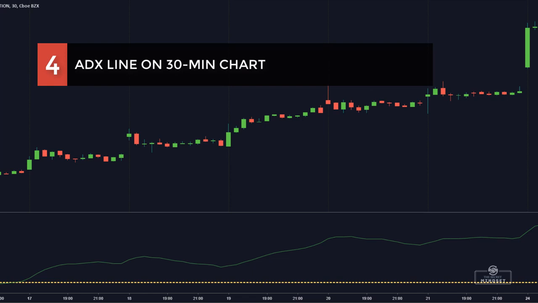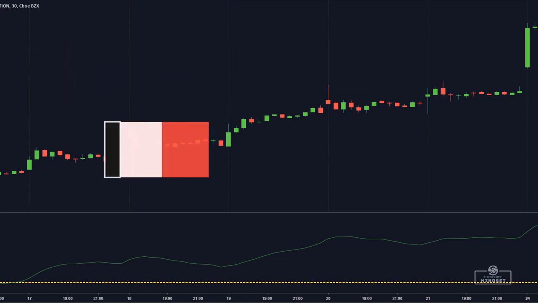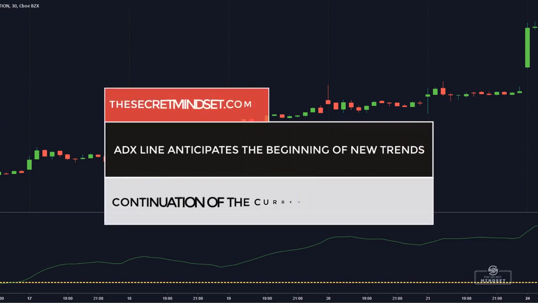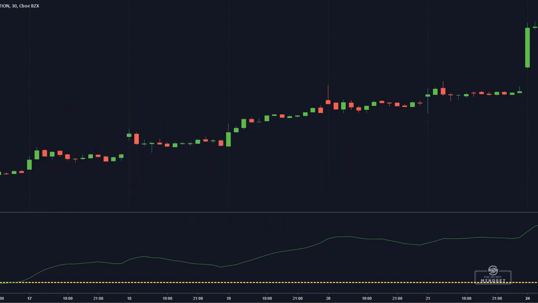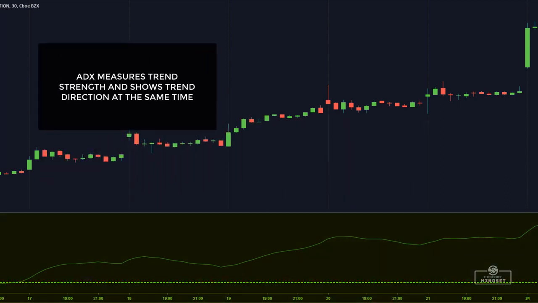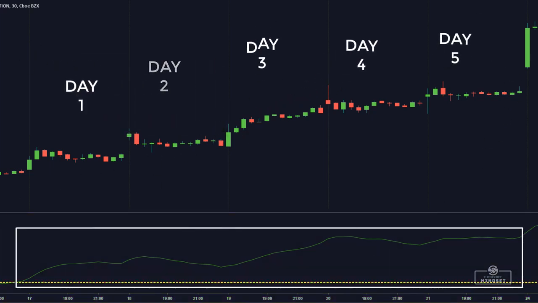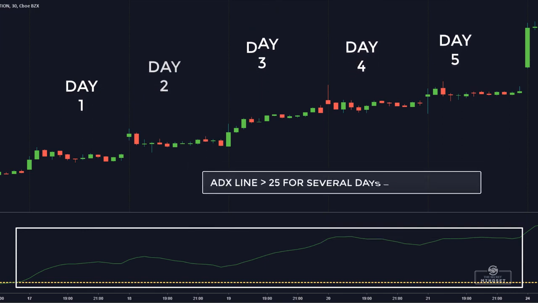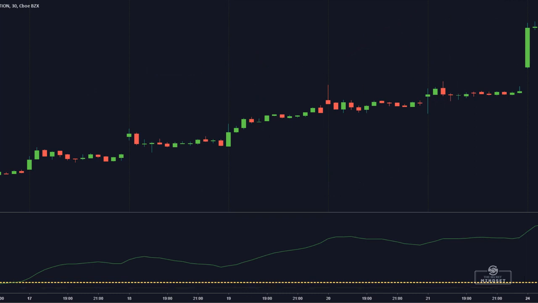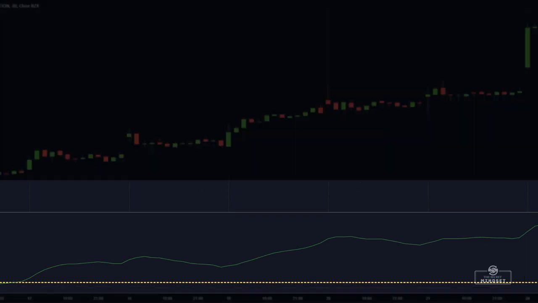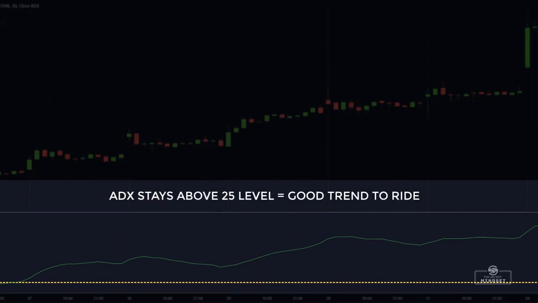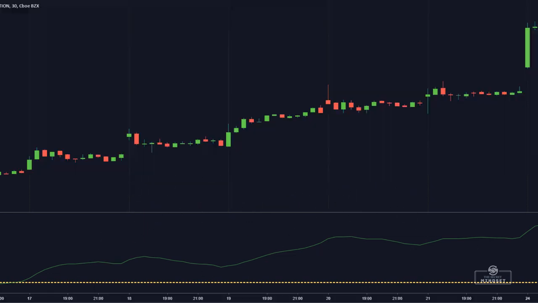ADX is one of the most reliable indicators to anticipate the beginning of new trends or a continuation of the current ones. What I like about the average directional movement indicator is the fact that it measures the trend's strength and shows trend direction at the same time. When the ADX stays above the 25 level for several days, the trend's strength is strong enough for strategies involving trend following. I check the ADX line in the previous 1 or 2 days, and if I see that it clearly stays above the 25 level, we might have a good trend to ride.